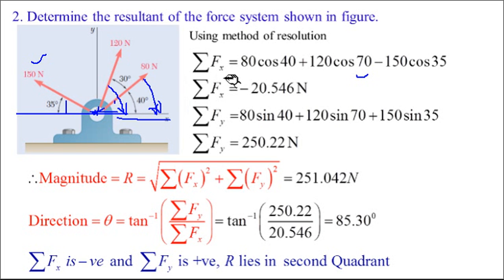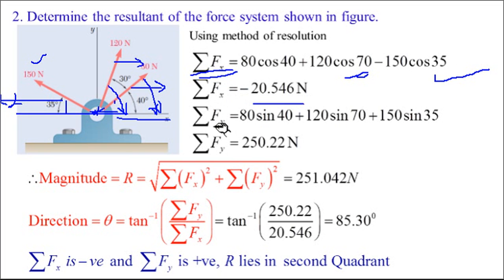Now add these forces in x direction. So summing the resolved forces in x direction, summation of Fx is equal to 90 cos 40 in x direction, positive, plus 120 cos 70. It will also be resolved in x direction like this, so these will be positive. And the second one is minus 150 cos 35. This will be minus because this is towards the negative x direction. So in this way we will get Fx equal to minus 20.546 Newton.